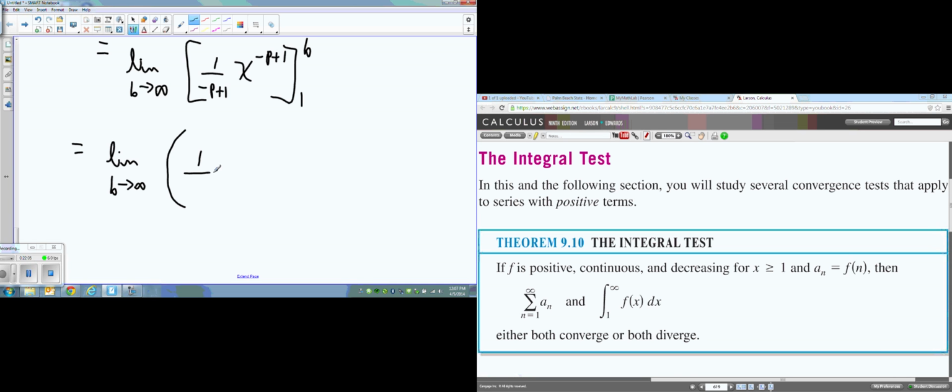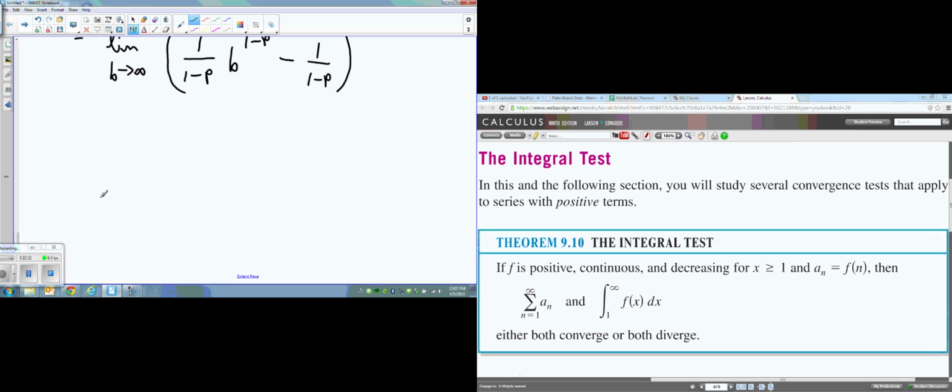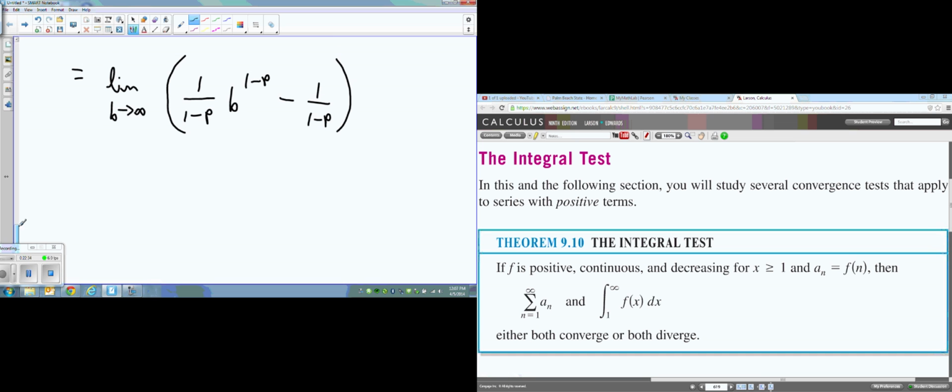This is going to be 1 over, well, I can write this as 1 minus p, and I'm going to have b to the 1 minus p power, and then minus 1 over 1 minus p, and then it's going to be 1 to that power, but 1 to that power is just going to be 1, so that would be that term. Okay, so here we have it, and all we need to do now is calculate this limit.